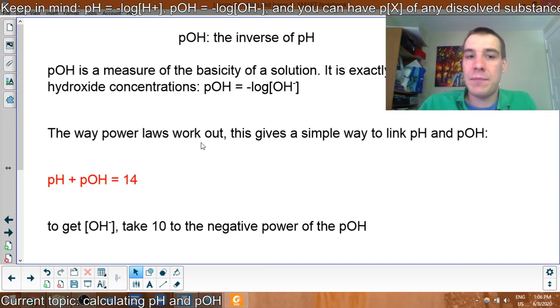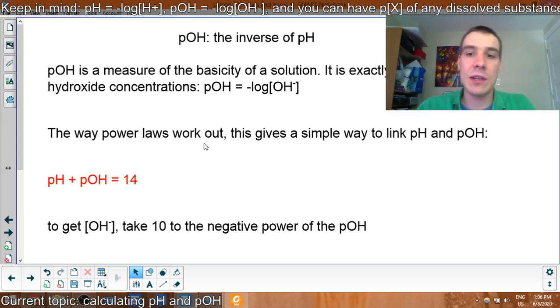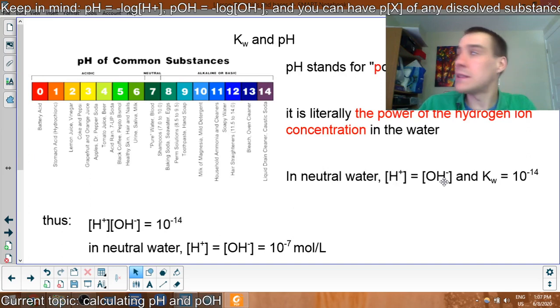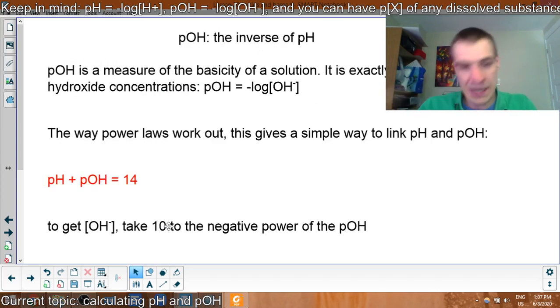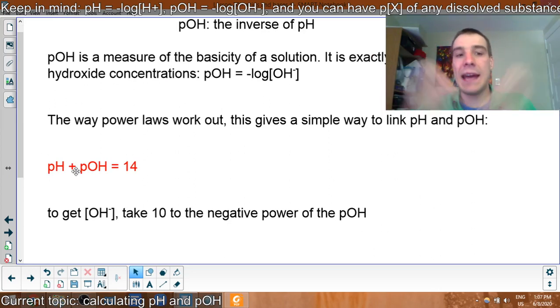And the way that power laws work out, we know that the concentration of H plus times the concentration of OH minus is always 10 to the negative 14. Right? We have this concept, H plus times OH minus is 10 to the negative 14. So pH plus pOH, because when you multiply exponents, they add. pH plus pOH is always 14.